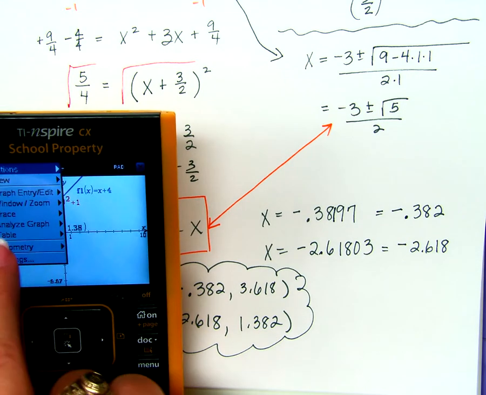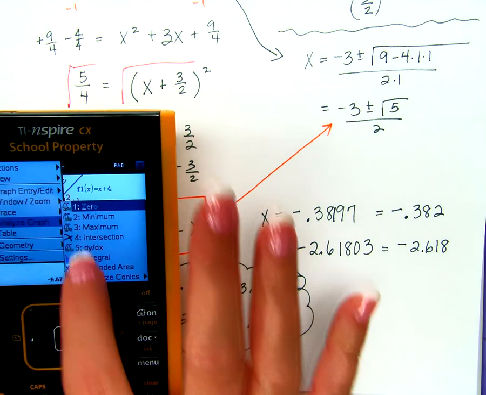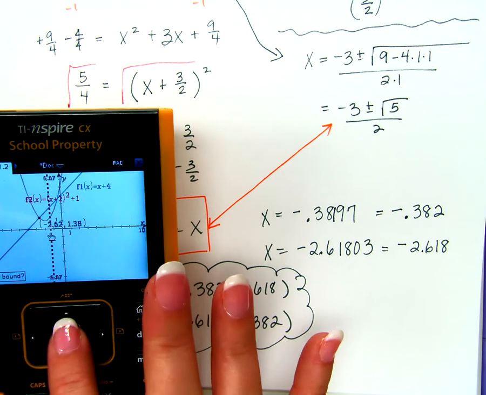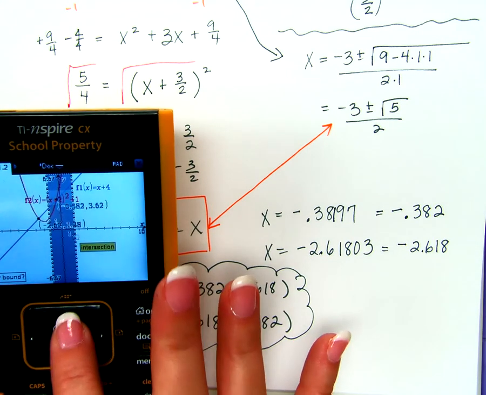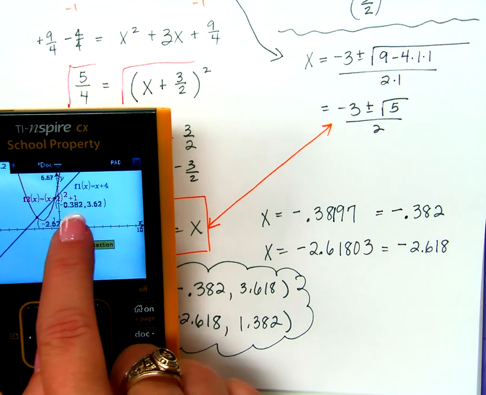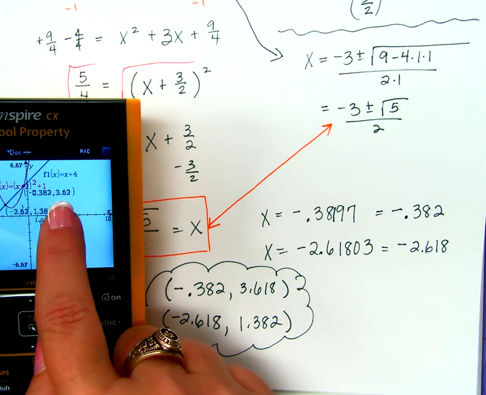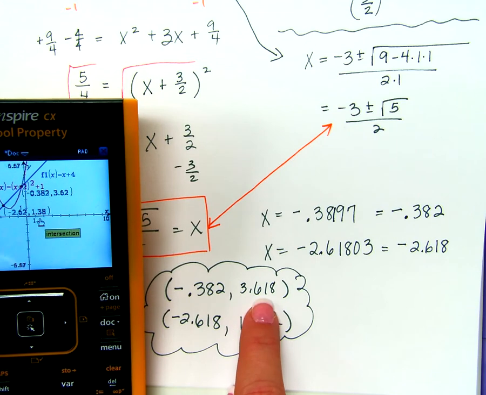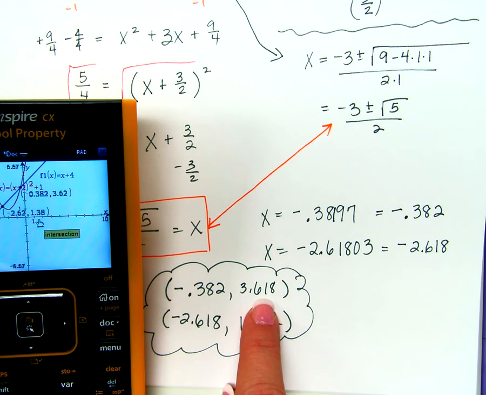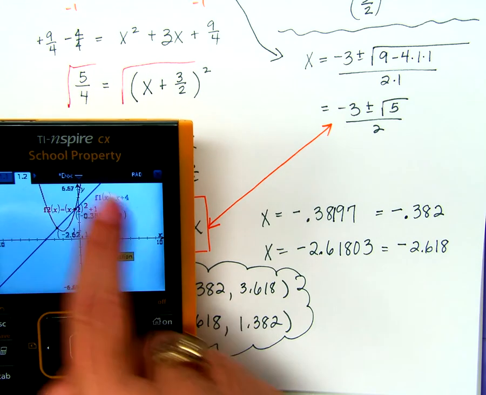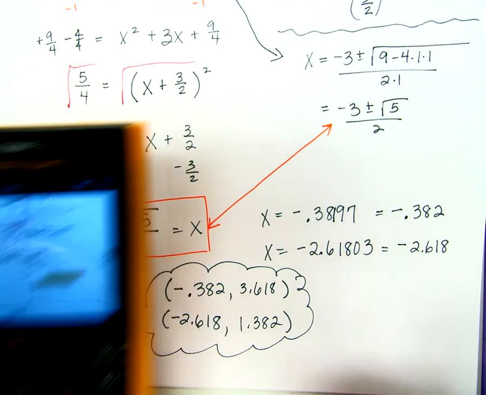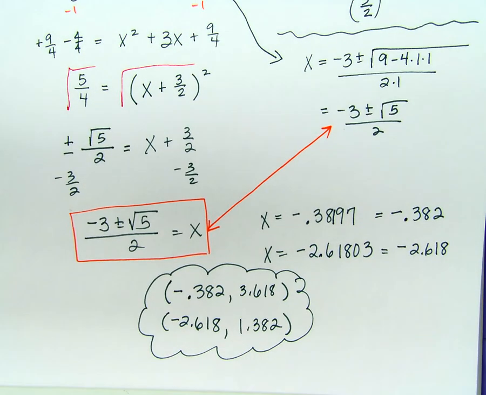Menu, analyze, intersection. Put it on the left-hand side and move it to the right-hand side. And this says negative 0.382, 3.62. Perfect. So that's how you would do it if you were graphing, right? This is substitution. Any questions?